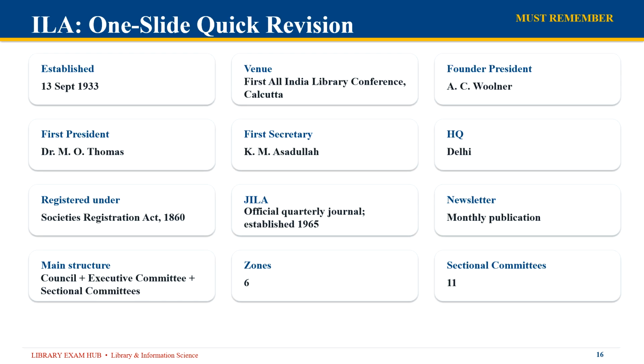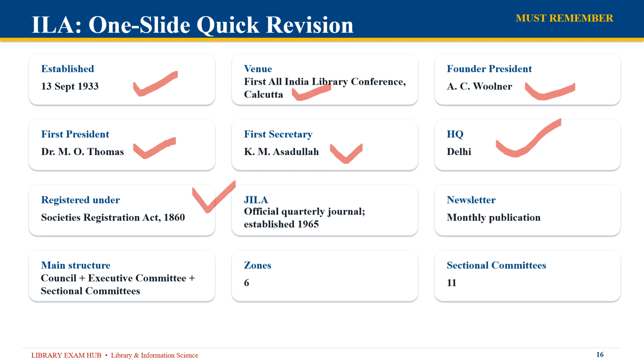Now it is time for a quick revision. Let us revise the most important ILA facts. It was established on 13 September 1933. The venue was the first All India Library Conference in Calcutta. The founder president is A.C. Woolner. The first president, Dr. M.O. Thomas. The first secretary, K.M. Asadullah. Its headquarters is located in Delhi.